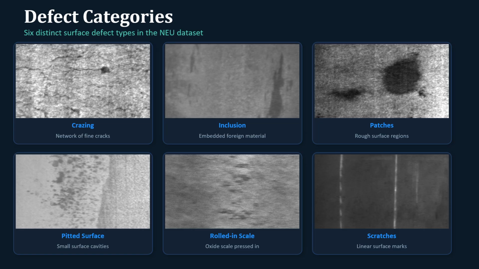The fifth is rolled-in scale. This is when an oxide material from the steel gets pressed into the surface during the rolling process. And the sixth is scratches. These are straight linear marks on the surface. All six of these look very similar to the human eye in real-life situations, which is why we need this model to detect the differences.